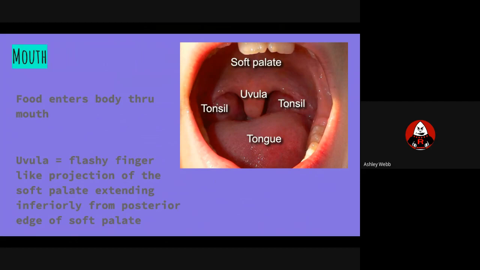Food enters the body through our mouth. There we break it down, chew it up, and you can see in the labeled diagram the uvula, that kind of finger-like projection in the back of our mouth. It hangs down from the soft palate. The hard palate is the front roof of the mouth, and then behind it, the tissue gets a little bit softer, and that's where the uvula comes off.